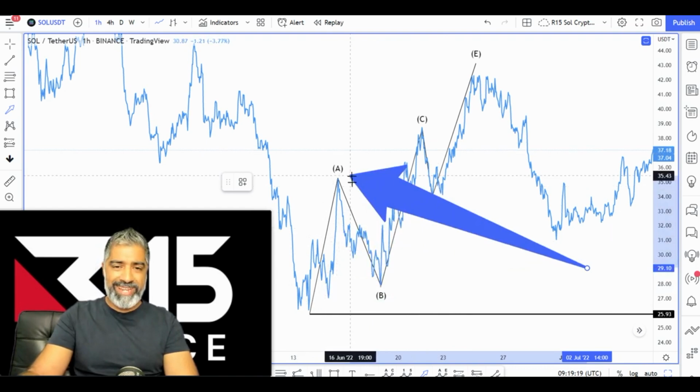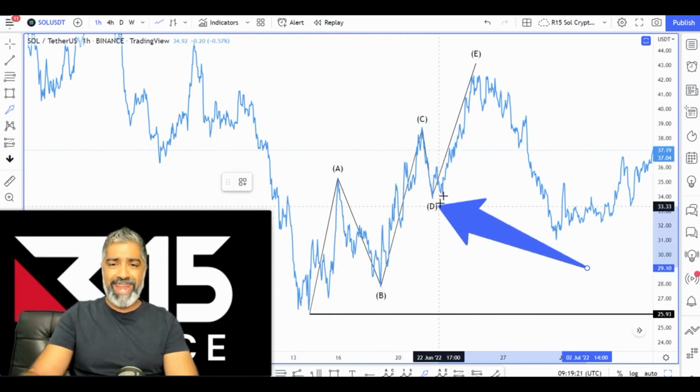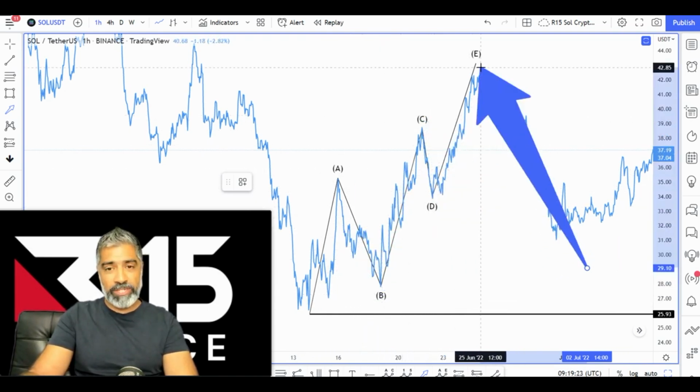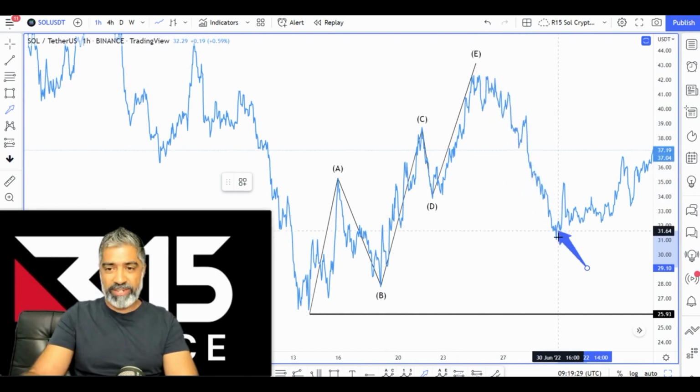So it looks like the second most common type of correction, an ABCDE correction. It's a complex correction, but it's still relatively common. And then what we anticipate at the end of this is a continuation to the downside.